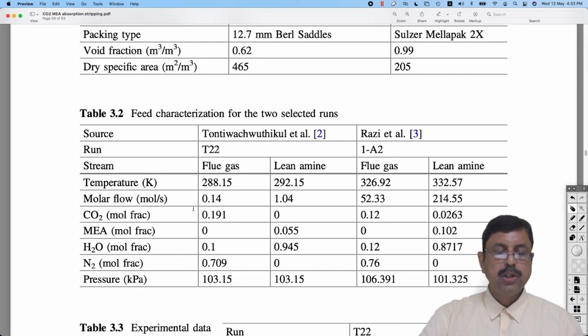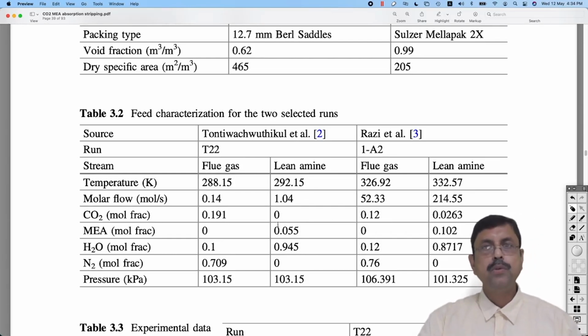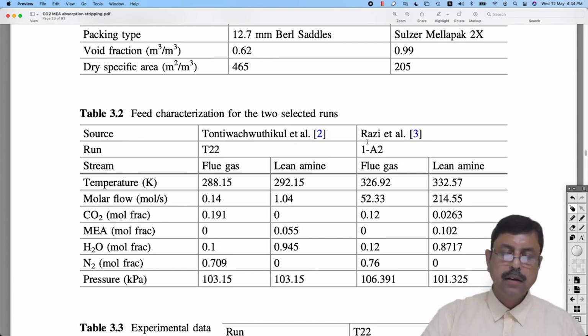So there are two selected runs for feed characterization. One is by Tontiwach Uthikul et al. The other one is Razi et al. Now we can choose either of them, but for this case study, let us choose this one. When you do the practice, you can do it with Razi et al. also.